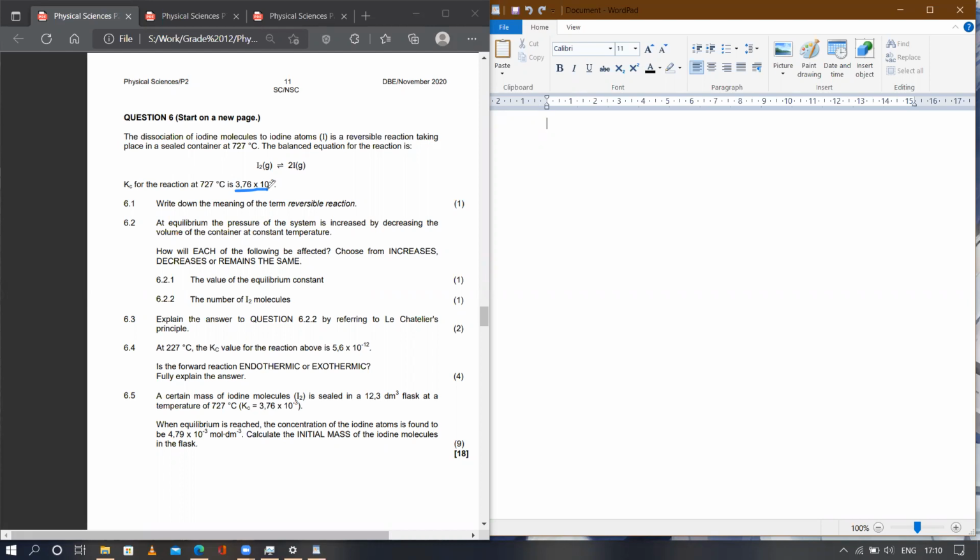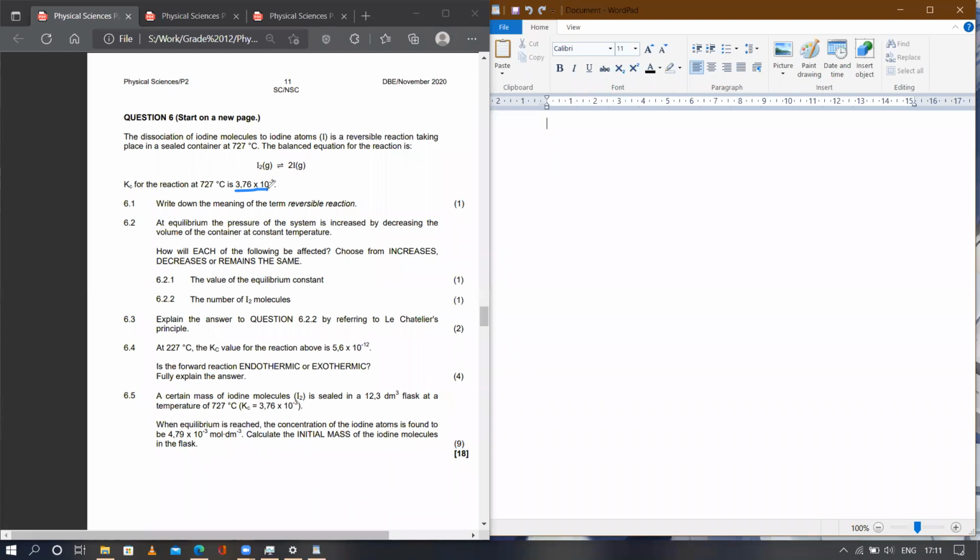So now they say at equilibrium, the pressure of the system is increased by decreasing the volume of the container at constant temperature. And if you know the factors that affect the equilibrium constant, because I think I have gone through that part of what affects the equilibrium constant and what affects the chemical equilibrium. I think we've gone through that together, right? I think so, yes, sir.